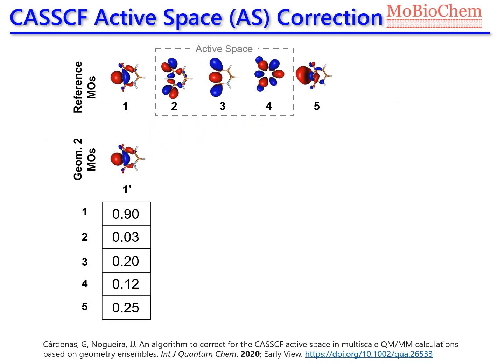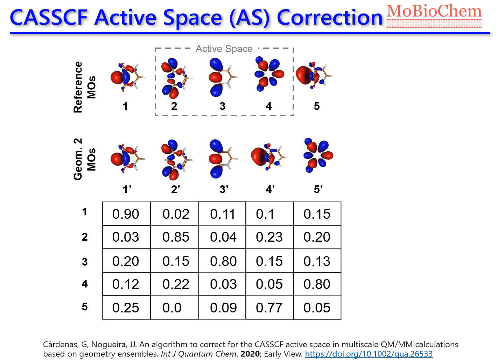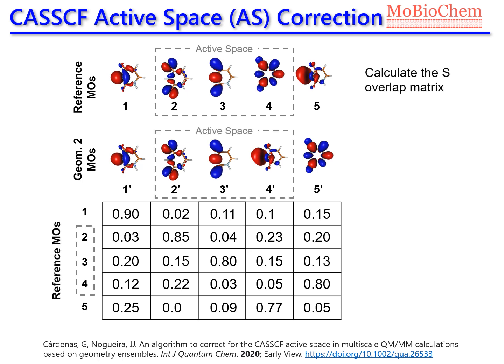Then we will do the same thing with the remaining orbitals of the sampled geometry. In this way, we will obtain the so-called overlap matrix between the two orbital spaces. Notice that here we're using in reality the absolute values of the matrix elements. Notice also that each one of the columns in reality represents each one of the sampled molecular orbitals.